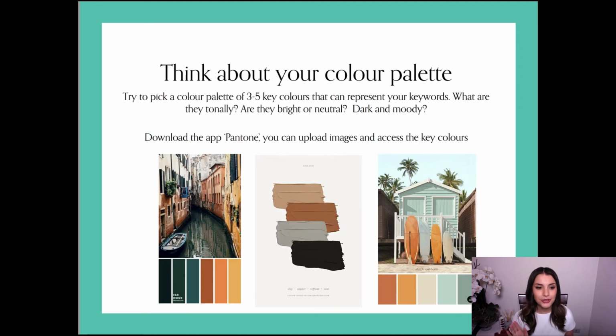So onto your color palette. I prefer to pick something like between 3 to 5 key colors that really represent my keywords. So what are they tonally? Bright or neutral? Are they dark or moody? As I mentioned before, you should really try to download the app Pantone so you can upload the images and find the colors yourself. But yeah, what are your colors and how will this apply in your mood board? You may like to do this before you pick your images or after, but either way, they should all kind of marry together quite cohesively.